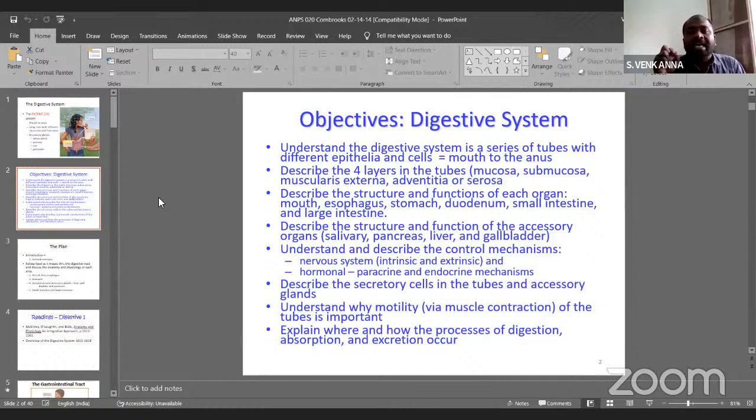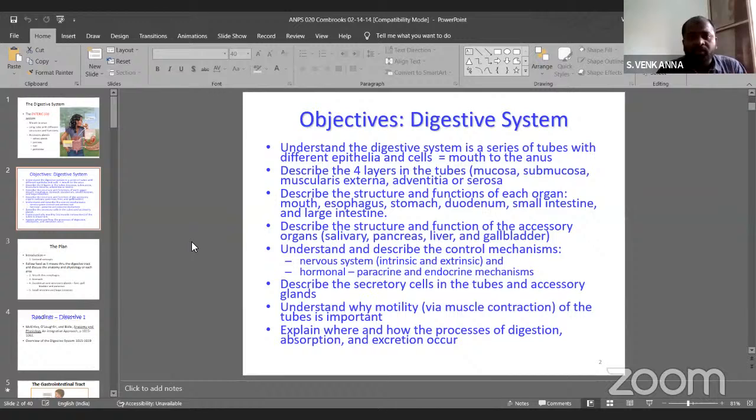The next objective is to describe the four layers in the tubes. The four layers of the tubes are: mucosa, submucosa, muscularis externa, and adventitia or serosa. This is a big layer, a big process of the intestines, the small intestine and big intestine. One of these layers is responsible for secretion of some acids, and this supports converting complex material into simple compounds.